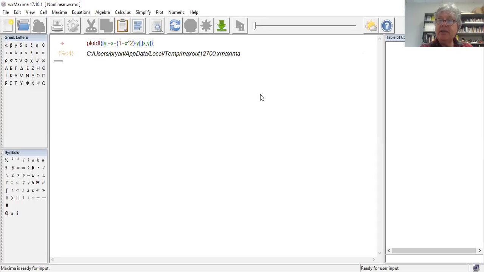Okay, here's my second example for the phase plane. So here I've got sort of a nonlinear spring. If you look at it, the equation is x double prime plus, in brackets, (1 minus x squared) x prime plus x equals 0. So the spring constant is 1 and the damping constant is 1 minus x squared.